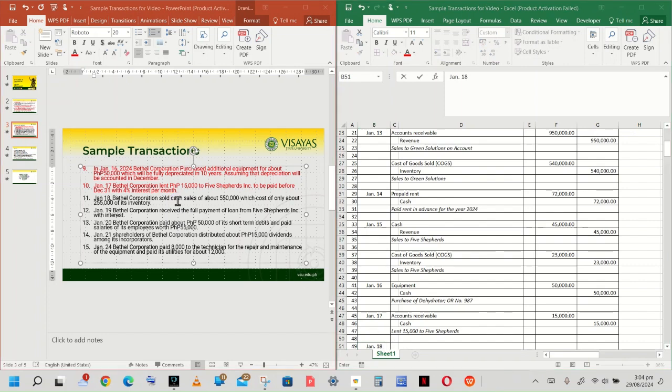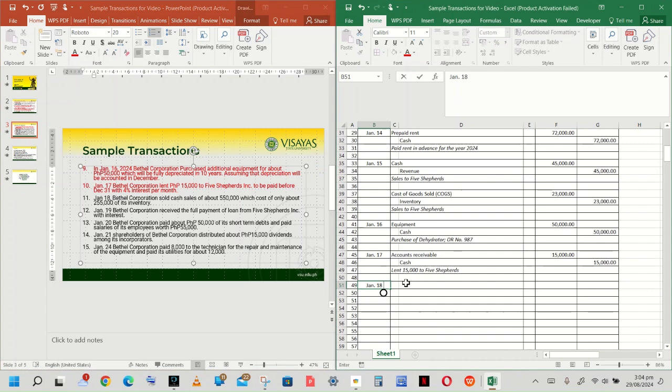si Bethel, nakabenta siya ng sales of about 550,000, which cost of only about 255,000. So, may sales na naman tayo. Pag may sales, ano yung madadagdagan? Yung cash. So, madadagdagan yung cash. Okay. Tapos, madadagdagan yung revenue. Okay. Sales to ABC Corp. Halimbawa lang yan. Okay. How much? 550,000. Pero, yung cost nito ay 255.